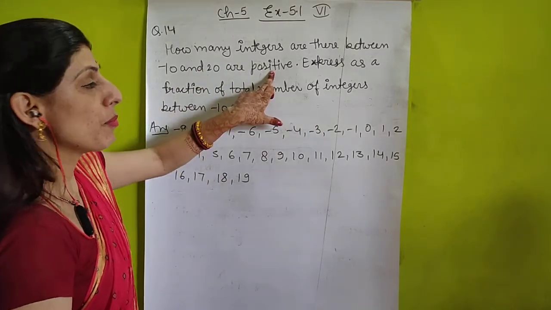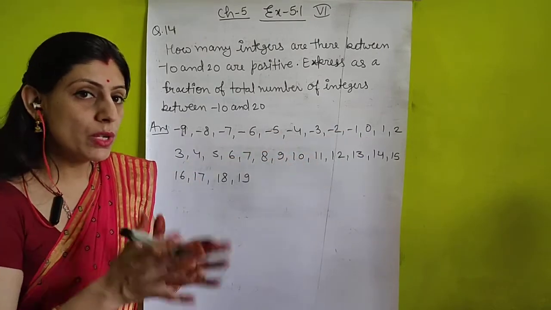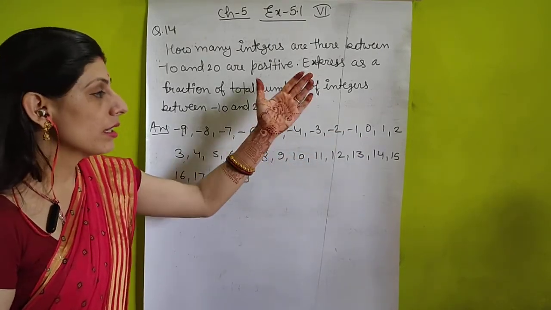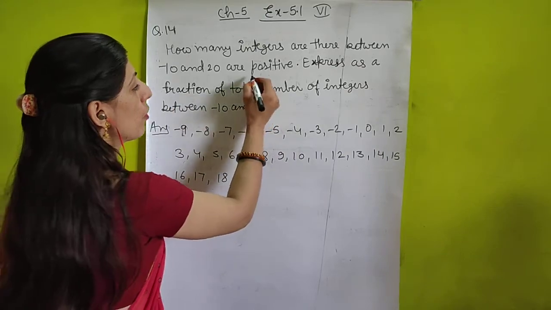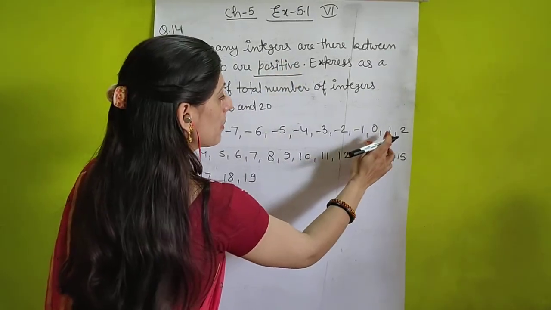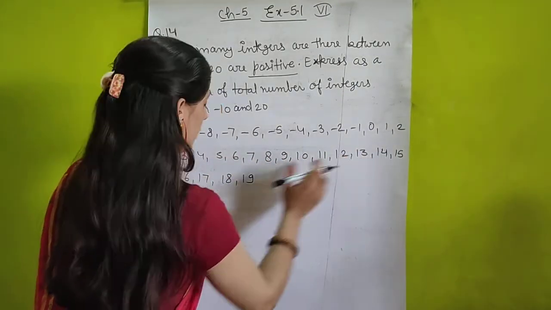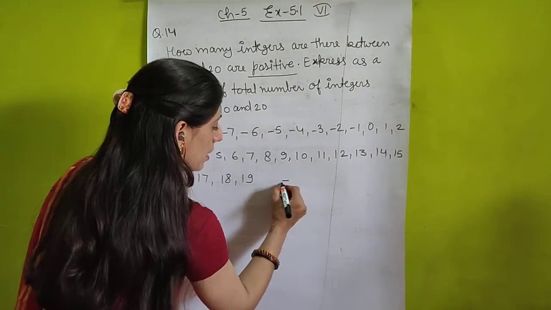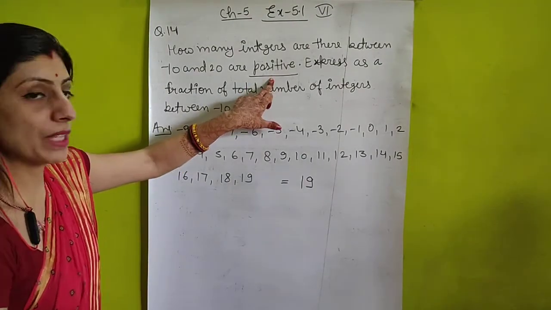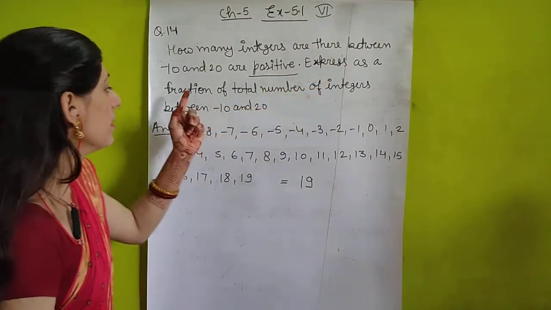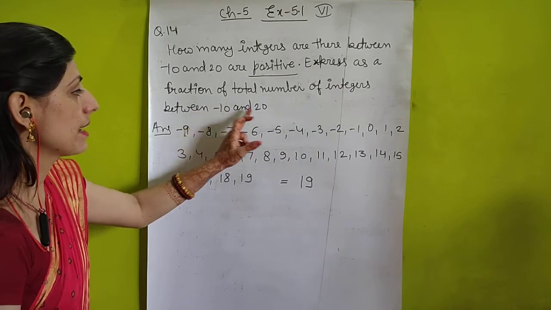Now how many are positive? So do not count negative numbers, and 0 also, because 0 does not have any sign, either positive or negative. So ignore 0 also. Now what are you to find? Positive integers. So here: 1, 2, 3, 4, 5, 6, 7, 8, 9, 10, 11, 12, 13, 14, 15, 16, 17, 18 and 19. How many are positive integers? 19 are positive integers. Now the next question: express as a fraction the number of positive integers out of the total number of integers between -10 and 20.